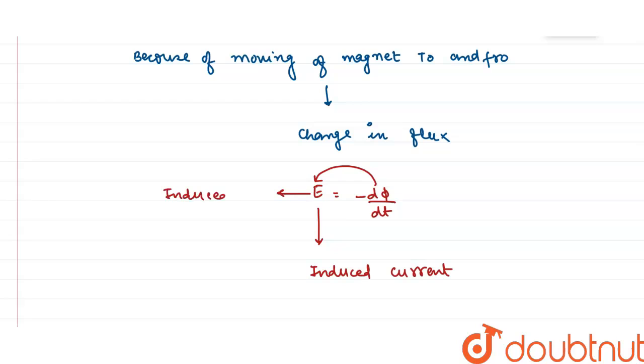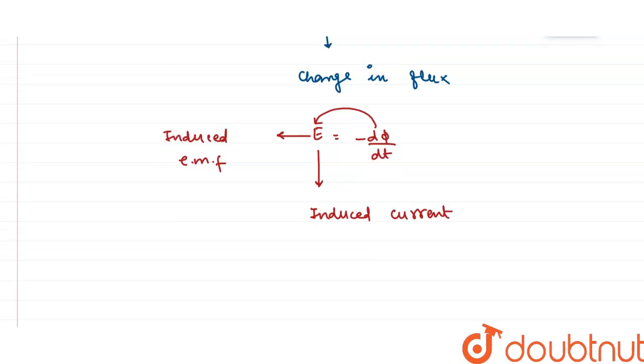This induced EMF is basically because of change in flux with respect to time, and because of this induced EMF there is an induced current which is flowing in the circuit, and this induced current is showing the deflection in the galvanometer. That means basically this deflection showing in the galvanometer is because of change in flux.